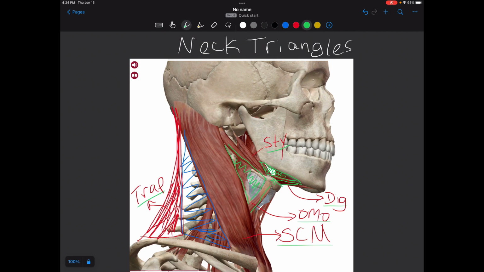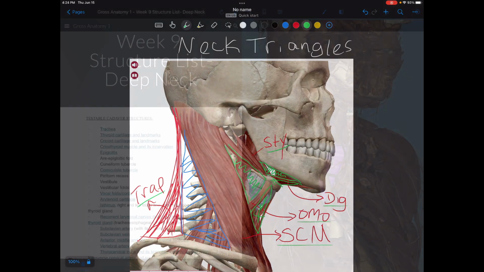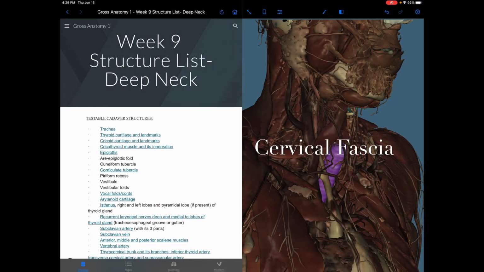You're going to make another line in the midline of the neck, and then a third line anterior to the sternocleidomastoid. And that right here is going to be your muscular triangle. Now let's go over the structures in the neck.